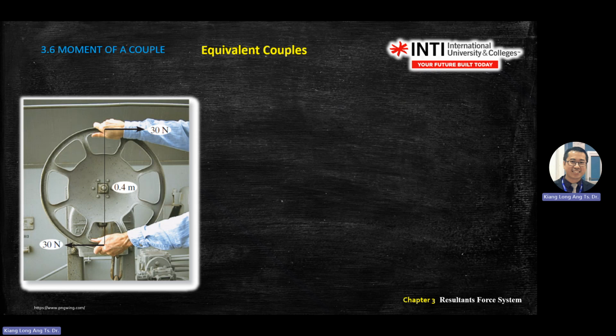So you might ask, Dr. Ang, what happens if I have a different moment? Let's say I have 30 Newton here and 20 Newton on this side, and they're parallel. You need to see this diagram as a couple of 20 Newton plus 10 Newton like this. This is a couple plus another moment here.